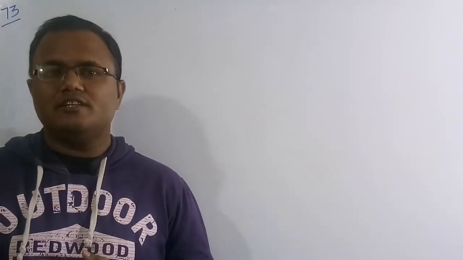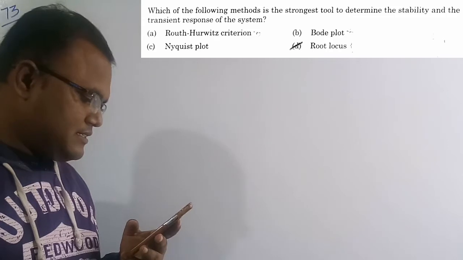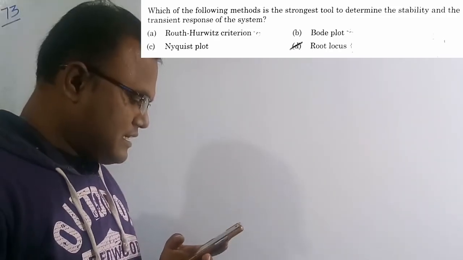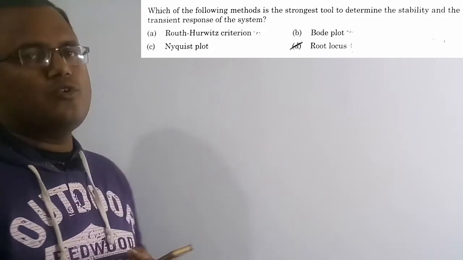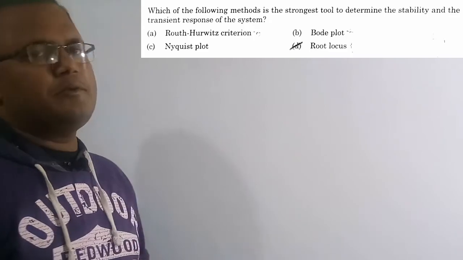Now we are going to solve the 73rd question. See the question here. Which of the following methods is the strongest tool to determine the stability and the transient response of the system? Out of these four options, option D is the correct solution of this question, which is the root locus. So root locus is the correct solution of this question. Let's discuss something more about this one.